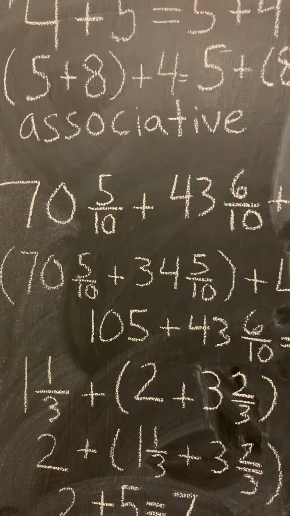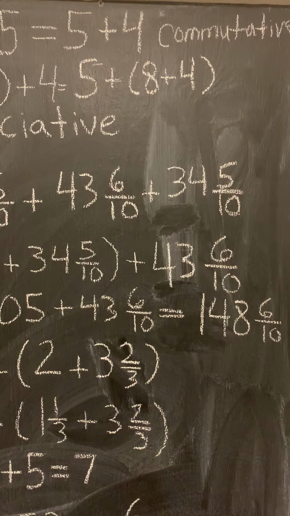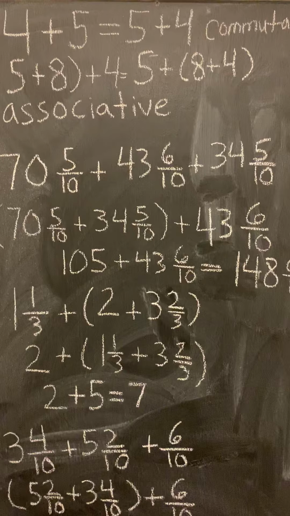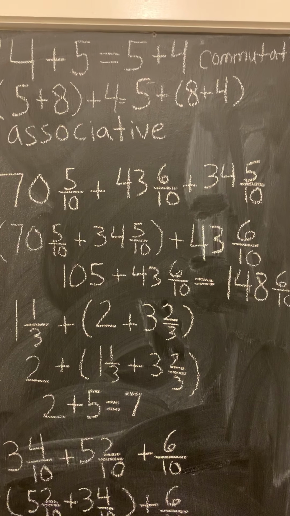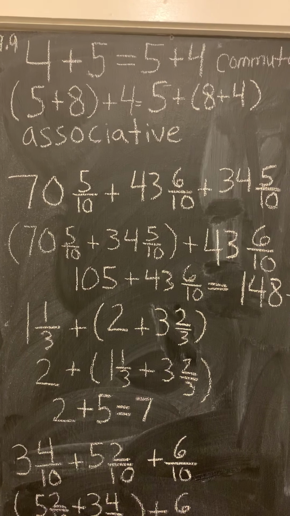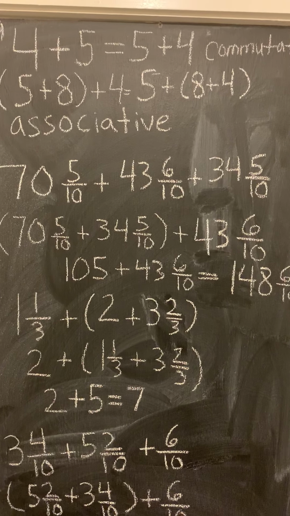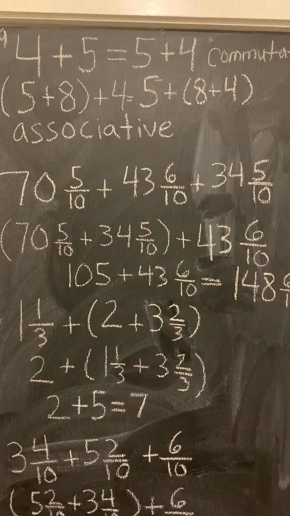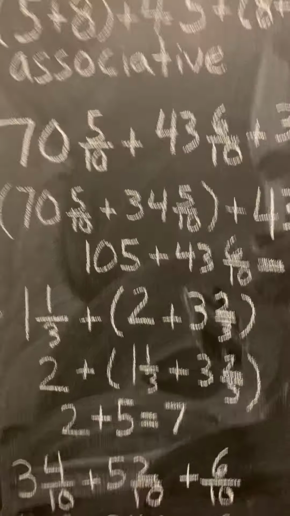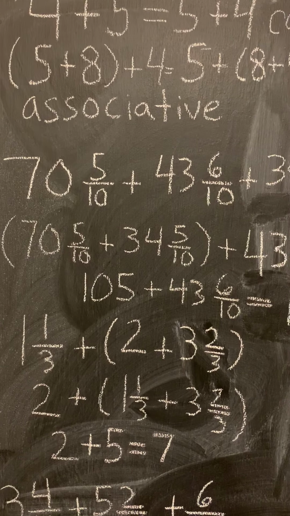If you're looking at 70 and 5/10 plus 43 and 6/10 plus 34 and 5/10, when you look at that, it might appear hard, but if you use the associative property and you add 70 and 5/10 and 34 and 5/10 first, that is really easy, right? 70 plus 34 is 104, right? And 5/10 plus 5/10 is just 1, so it's going to be 105, right? You can do it mentally, but I use the parentheses to demonstrate the associative property.